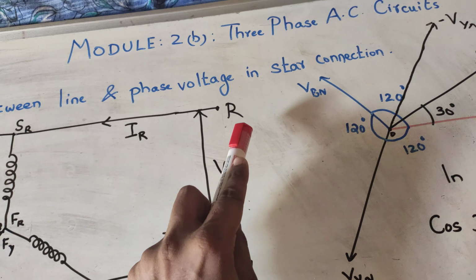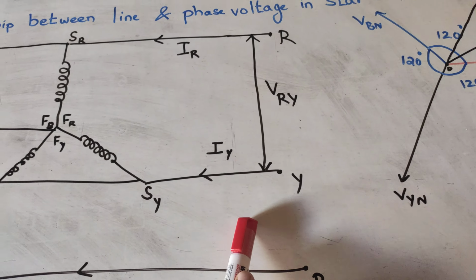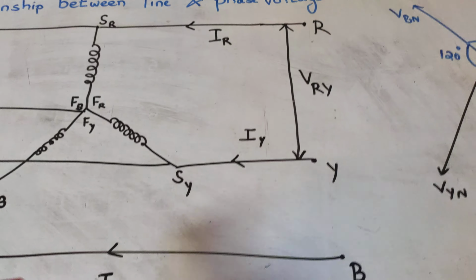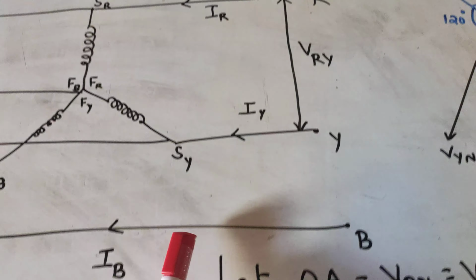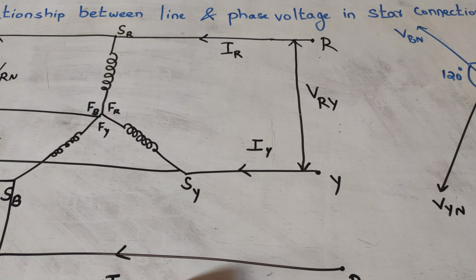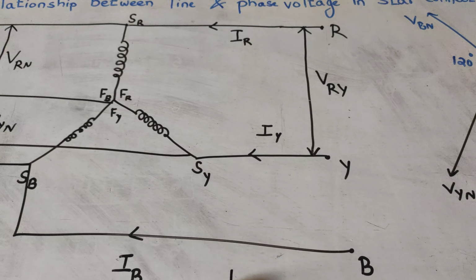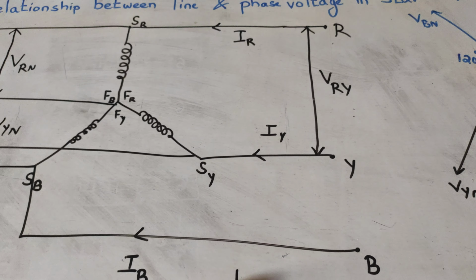Similarly, the voltage between R and Y is called the line voltage, which is represented by VRY. Similarly, the voltage between R and B is represented as VBR and voltage between Y and B is represented as VYB, which is called as line voltage.